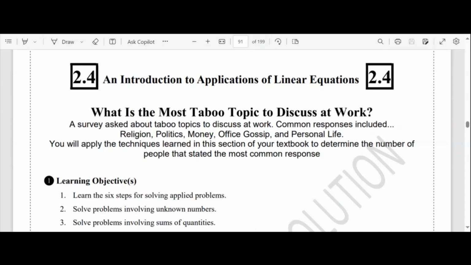religion, politics, money, office gossip, personal life. You will apply the techniques learned in this section of your textbook to determine the number of people that stated the most common response. Learning objectives.